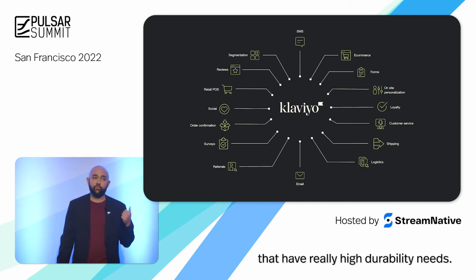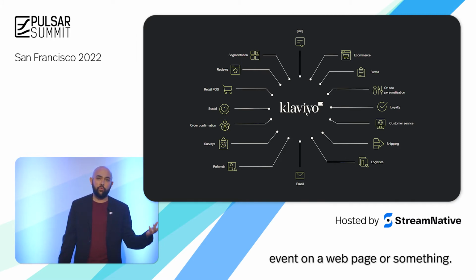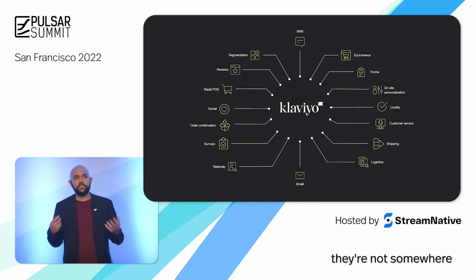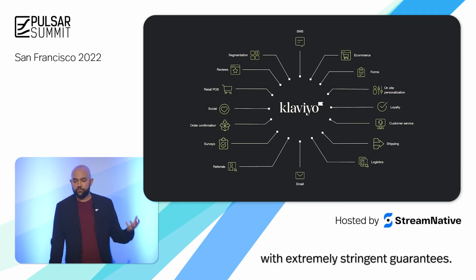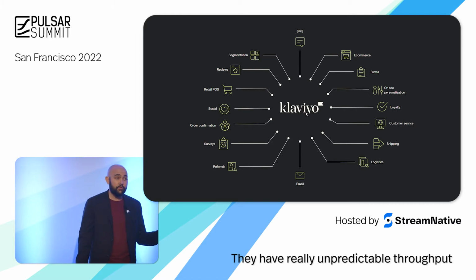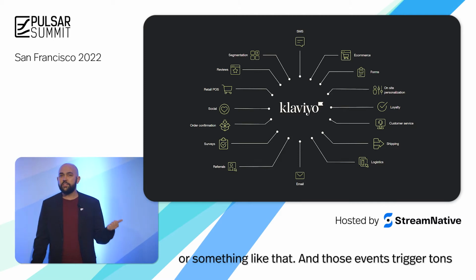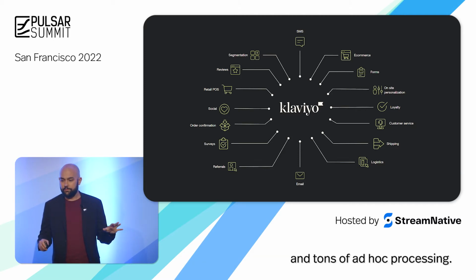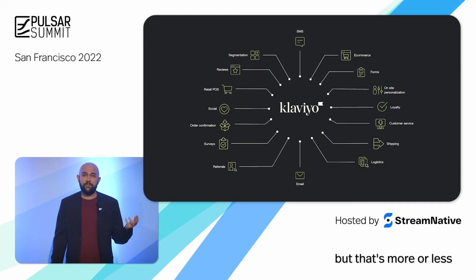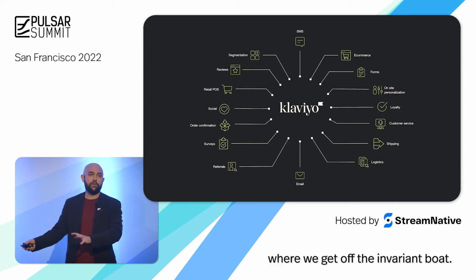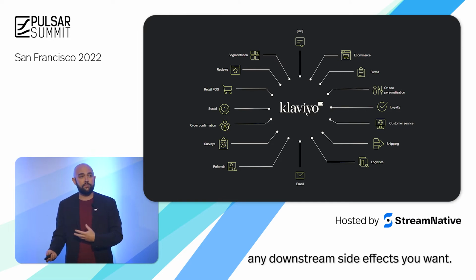That is to say, things that have really high durability needs. Maybe they're flying to us from an on-site event on a web page or something. They're not somewhere we could generate a replay from easily, so they need to be persisted with extremely stringent guarantees. They have really unpredictable throughput because they might be driven by flash sales or something like that. And those events trigger tons and tons of ad hoc processing that changes often. User code reacts to messages in an at-least-once way, but that's more or less where we get off the invariant boat. And after that, you can talk to whatever data stores you want, trigger any downstream side effects you want.